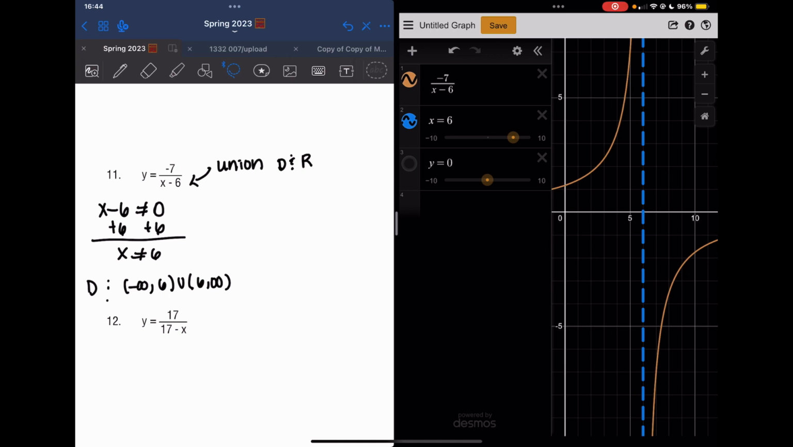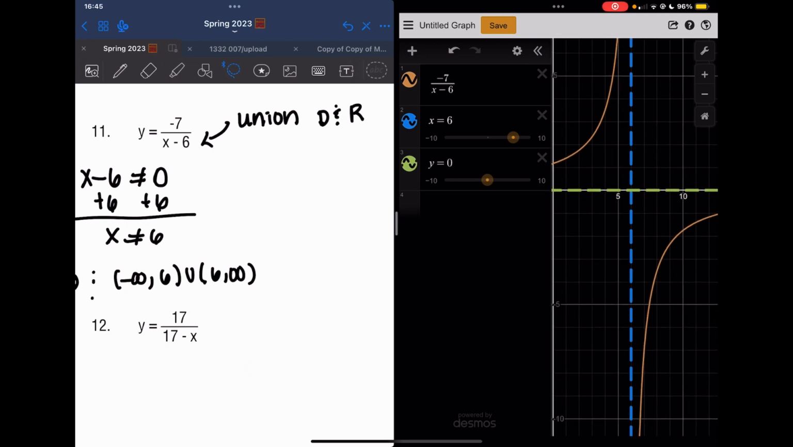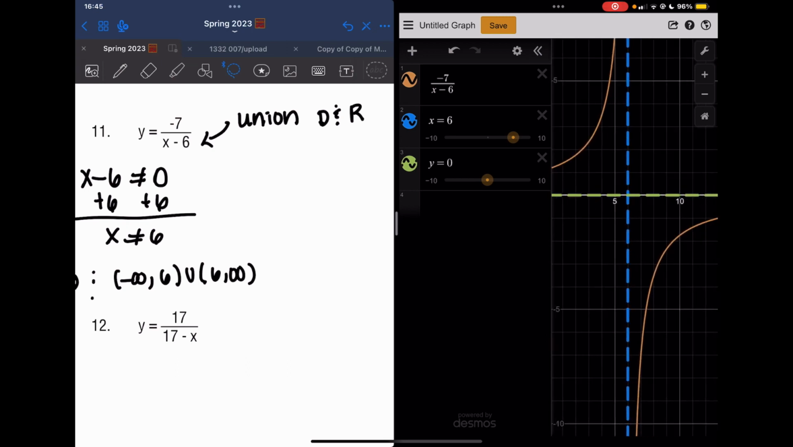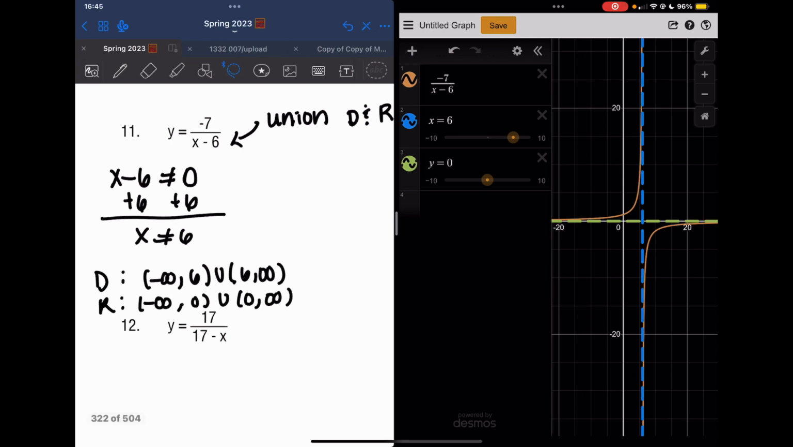And then you have your range. Your range is kind of already apparent because the degree of the numerator is less than the degree of the denominator. Automatically your horizontal asymptote is going to be y equals 0, and that's what we observe here. If you look at this horizontal line at y equals 0, our graph never touches it, it just gets very close. Again, this is a horizontal asymptote. So that means our range is going to be negative infinity to 0, union 0 to infinity.